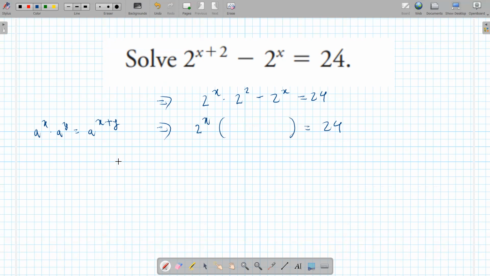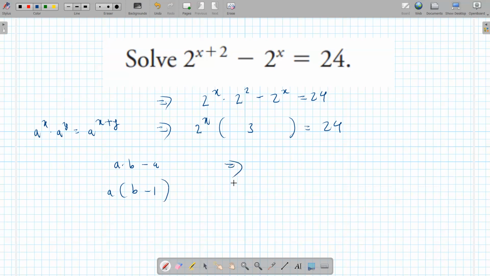It's the same idea as this. If you have a times b minus a, if you pull out an a, what are you left with? The same exact idea. Over here, it'll be b minus 1, because a times b is ab, and a times minus 1 is minus a. So what are we left with in the bracket up there? 2 to the power of 2 minus 1. Right, so that's 4 minus 1, that's 3.